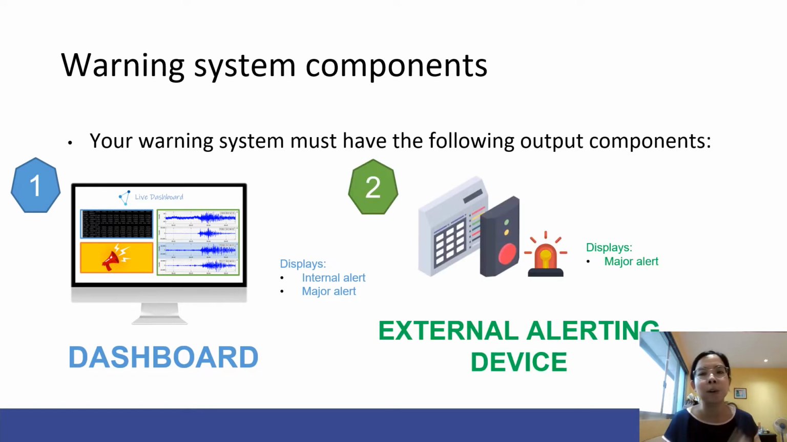Second, we want you to create an external alerting device. This is anything creative that will communicate the big major warning of two sensors actually detecting the shaking. You can be really creative with this one. It can be light, sound, vibration, up to you. But the objective of this external alerting device is to communicate that a major alert has happened.